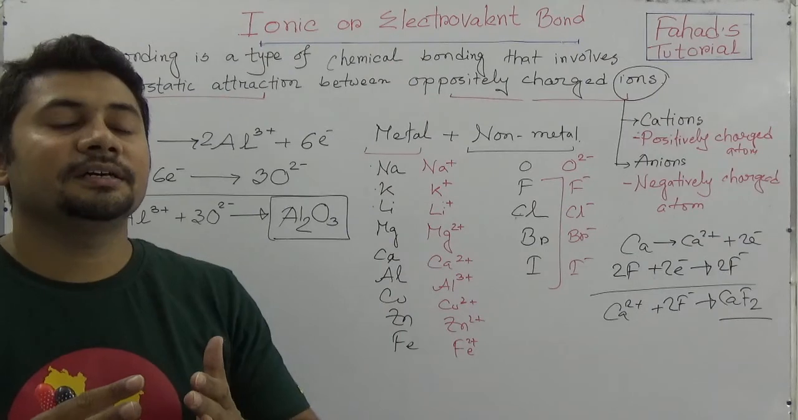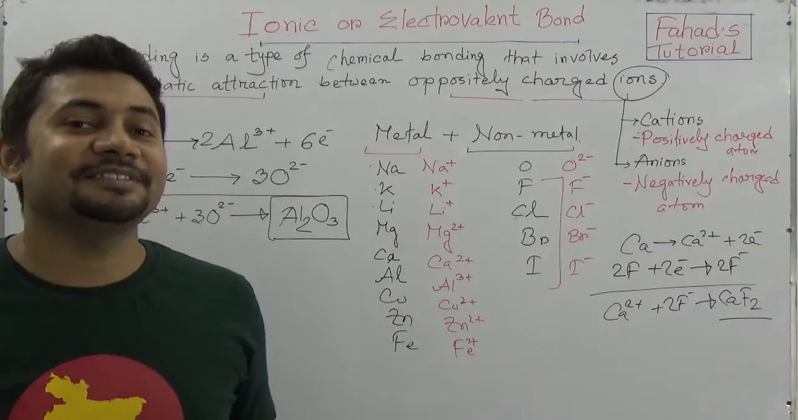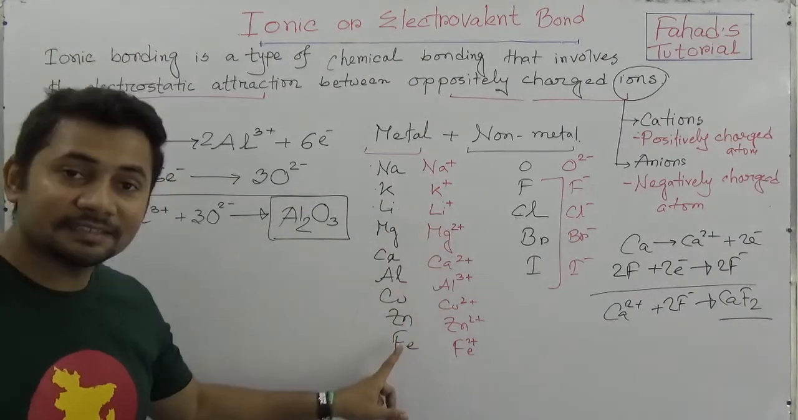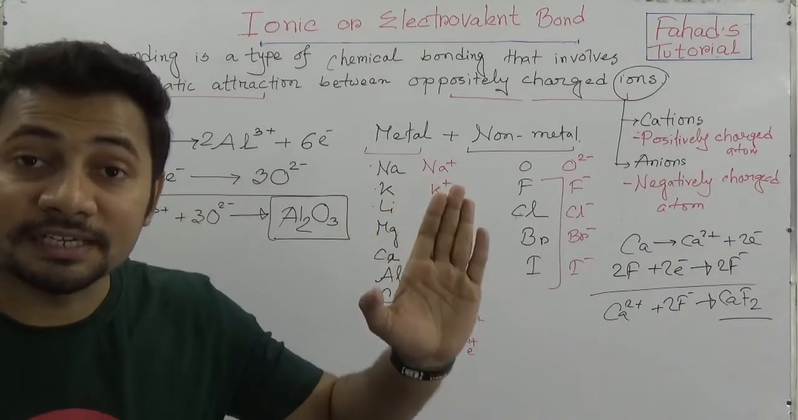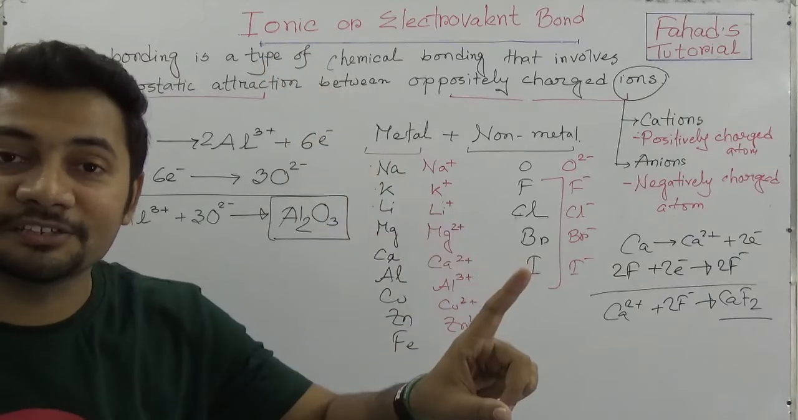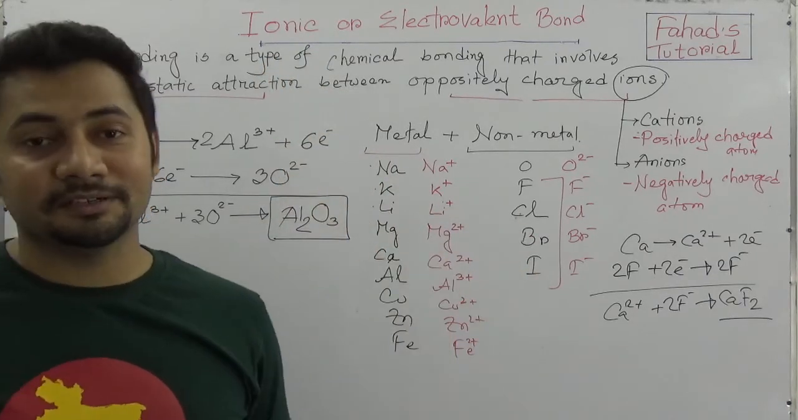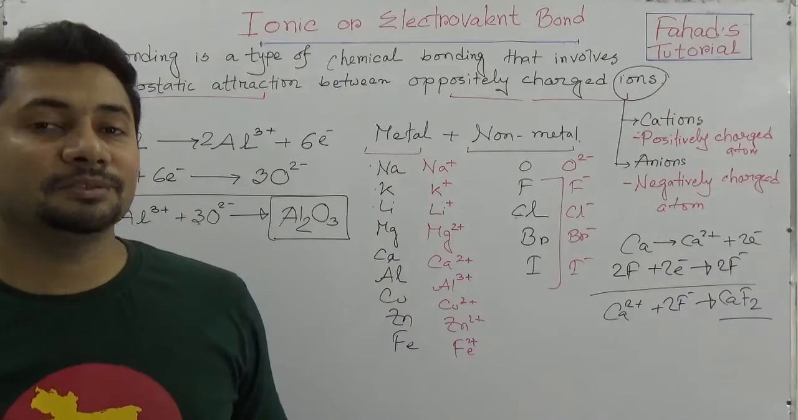And this is about ionic compounds and ionic bonds. I hope you understand. Just keep in focus on groups 1, 2 and 3, how many electrons they can donate and how many electrons can be accepted by the non-metal group, and then ionic compounds will be formed.